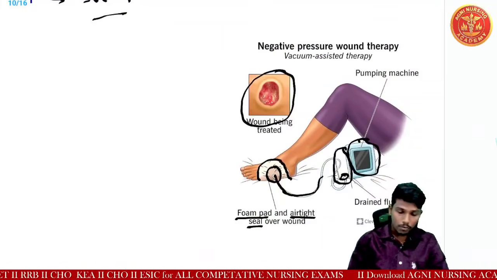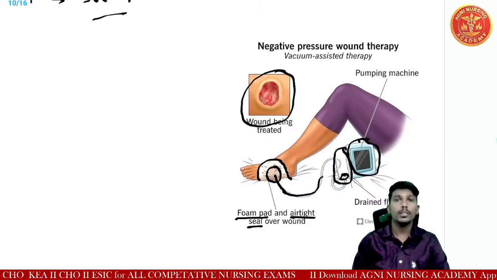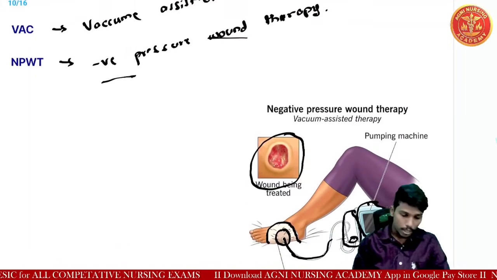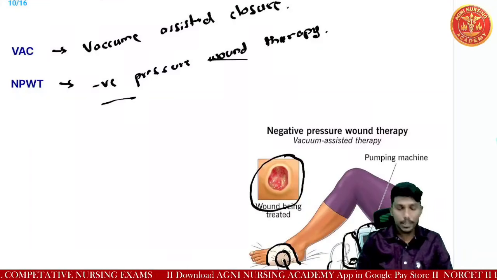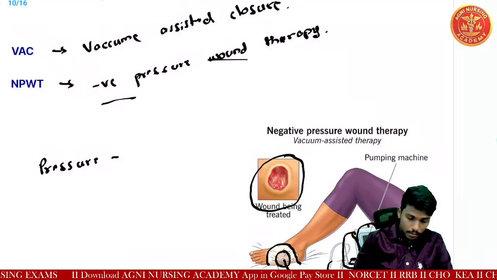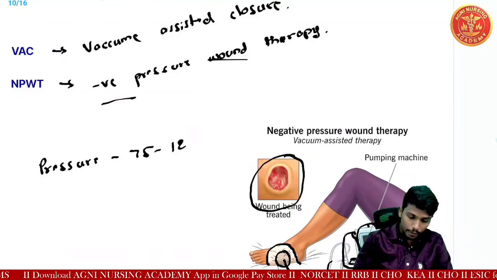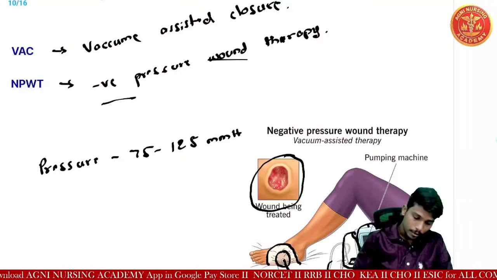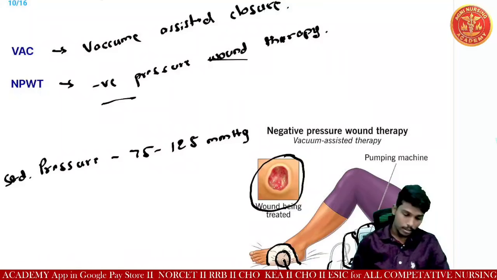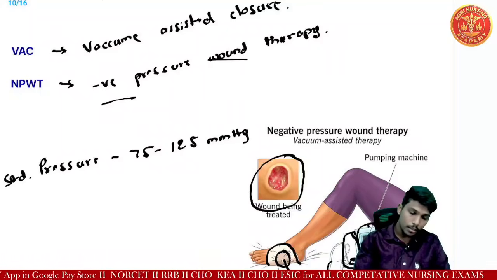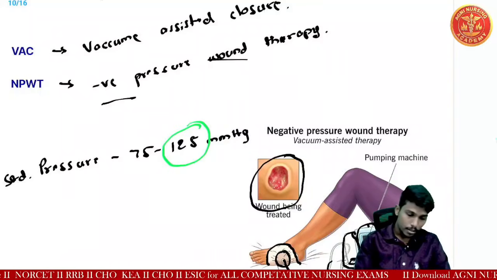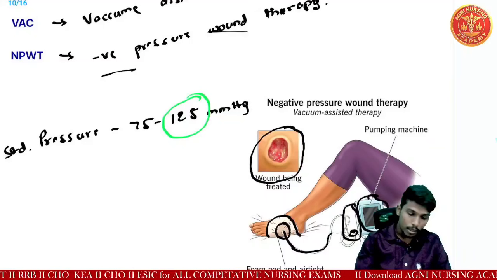Then what is the pressure? The pressure depends on the wound and the doctor's orders. But the standard pressure is minus 75 to 125 mm of Hg. This is the standard pressure, and we can use up to 125. If a single answer is asked, you can select 125. Okay, then move on to how it works.